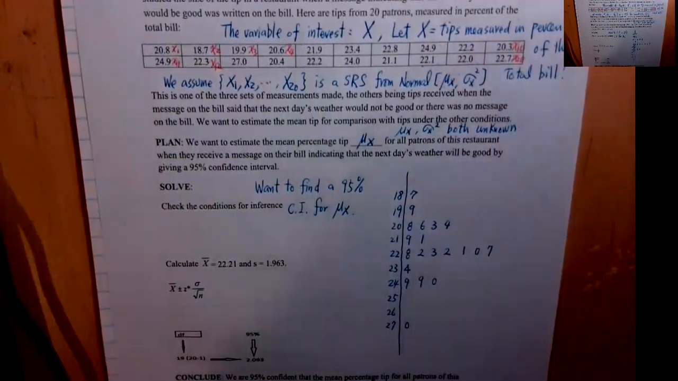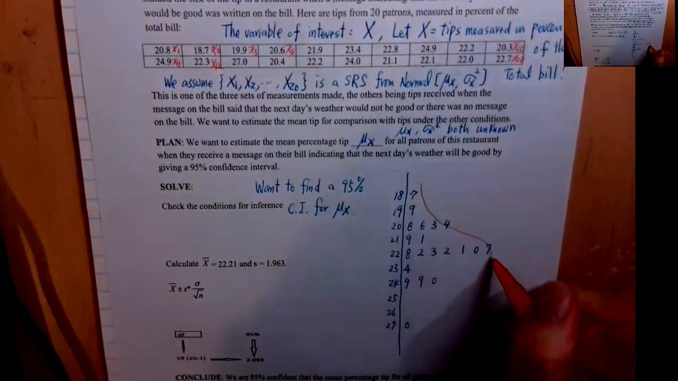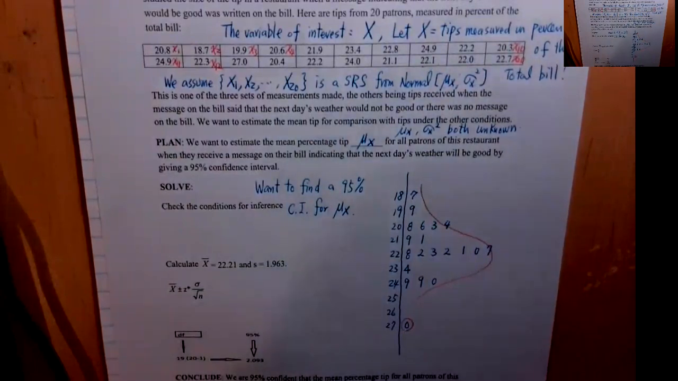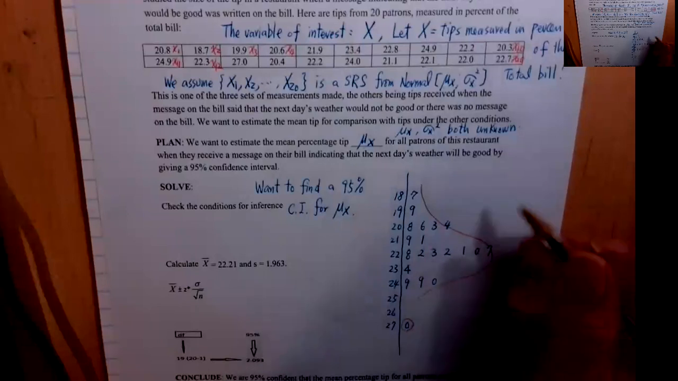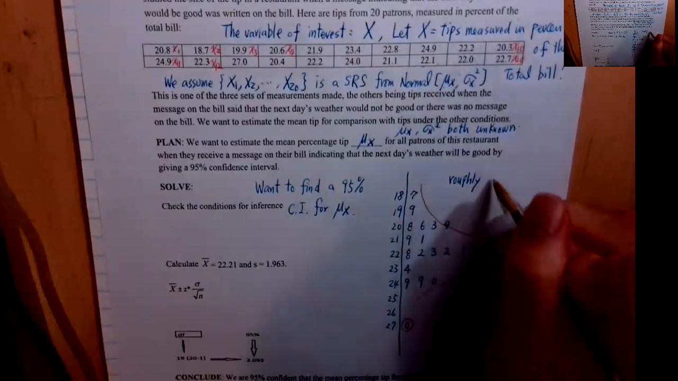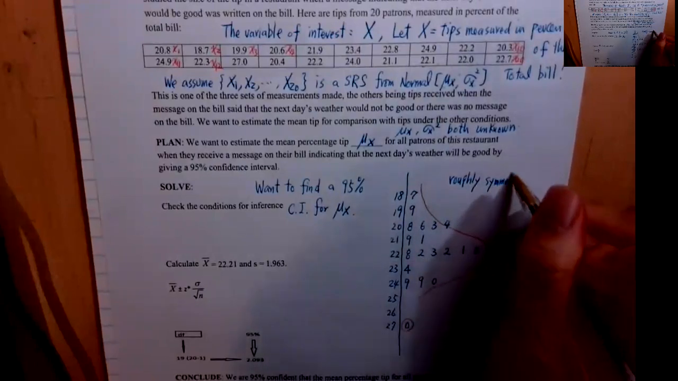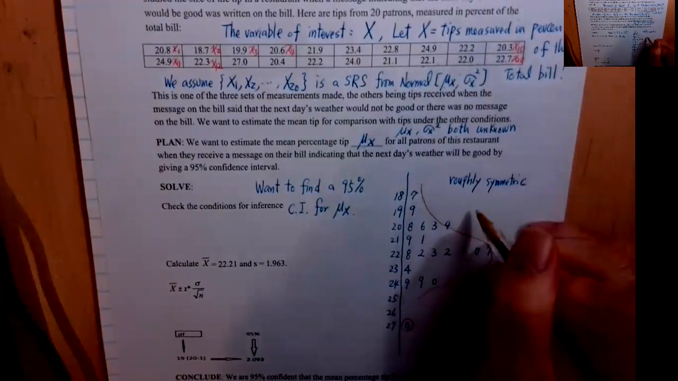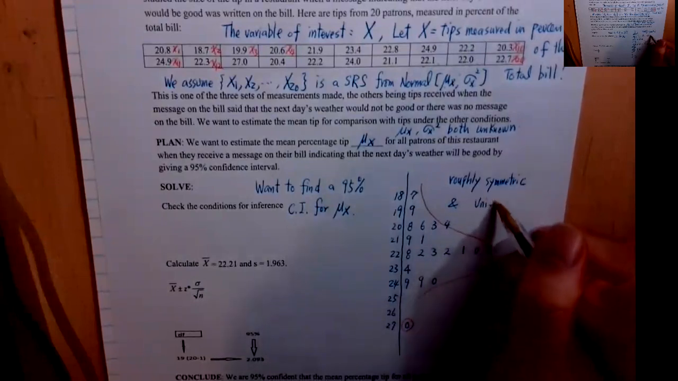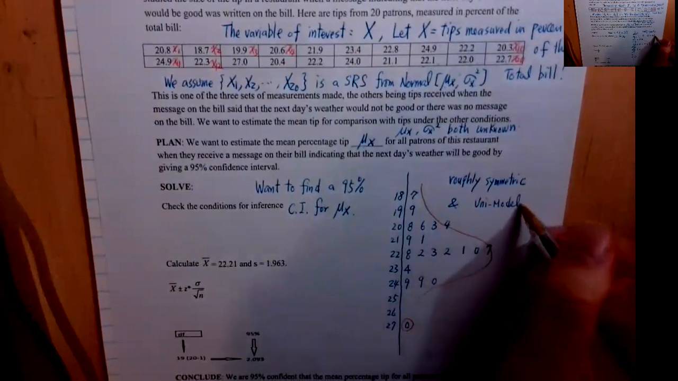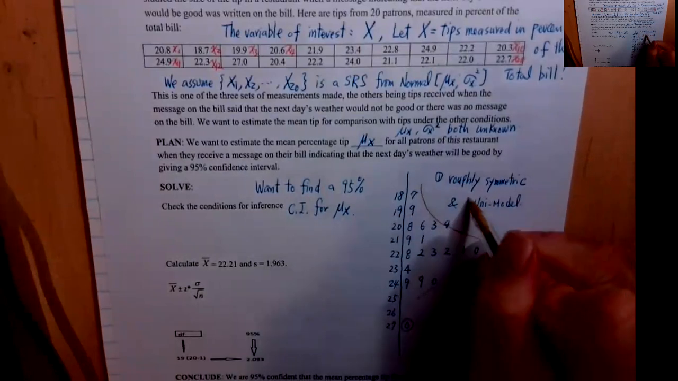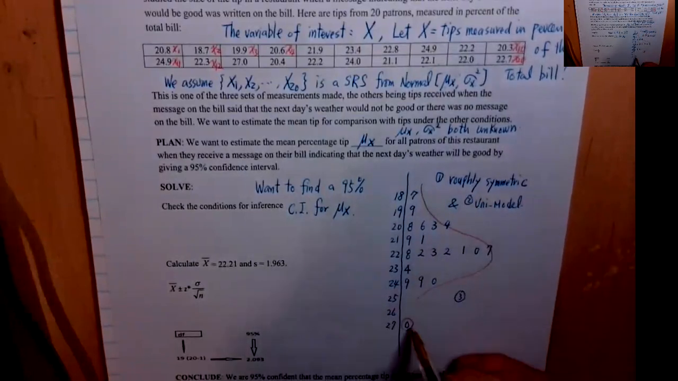So if you look at the picture very quickly, what can you say about the graph? We say roughly symmetric. And you find unimodal. And also, you find there's an outlier.